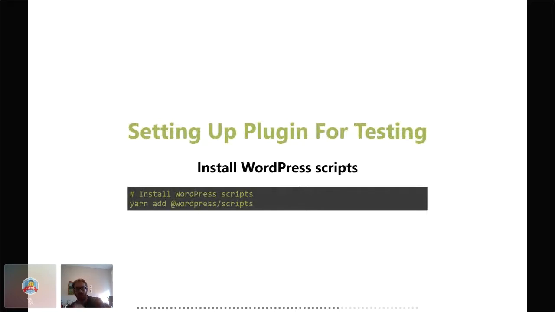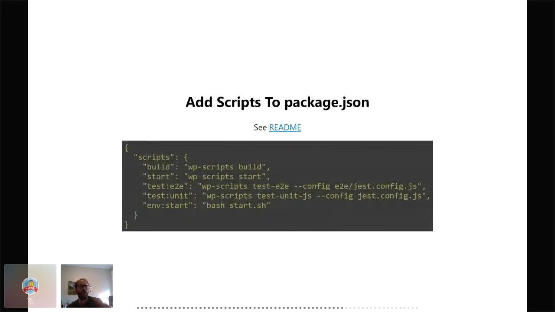As I said, we should install that: yarn add WordPress scripts. And then in the README, it has these shortcuts to add to the scripts in your package.json. This one here is one that I will get to in a second. This runs a bash script that will start my local development environment. And by my local development environment, I mean the one that I cut and pasted out of core. We'll get to that in a second.